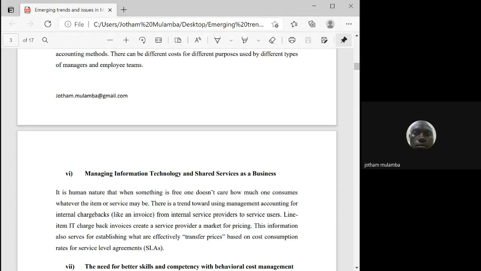It's human nature that when something is free, one doesn't care how much one consumes, whatever the item or service may be. Today, if we give you a free service, then it does not matter how much it costs or how much you consume.